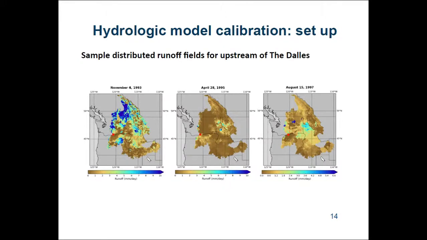We have it also for the Willamette. This is just showing upstream of the Dalles. And this is a game changer in some sense in terms of calibration, because all of a sudden we're able to calibrate our hydrologic model on the exact same resolution on which we're running the hydrologic model. So we're able to reduce the model error at the level of the implementation at 1/16th degree.